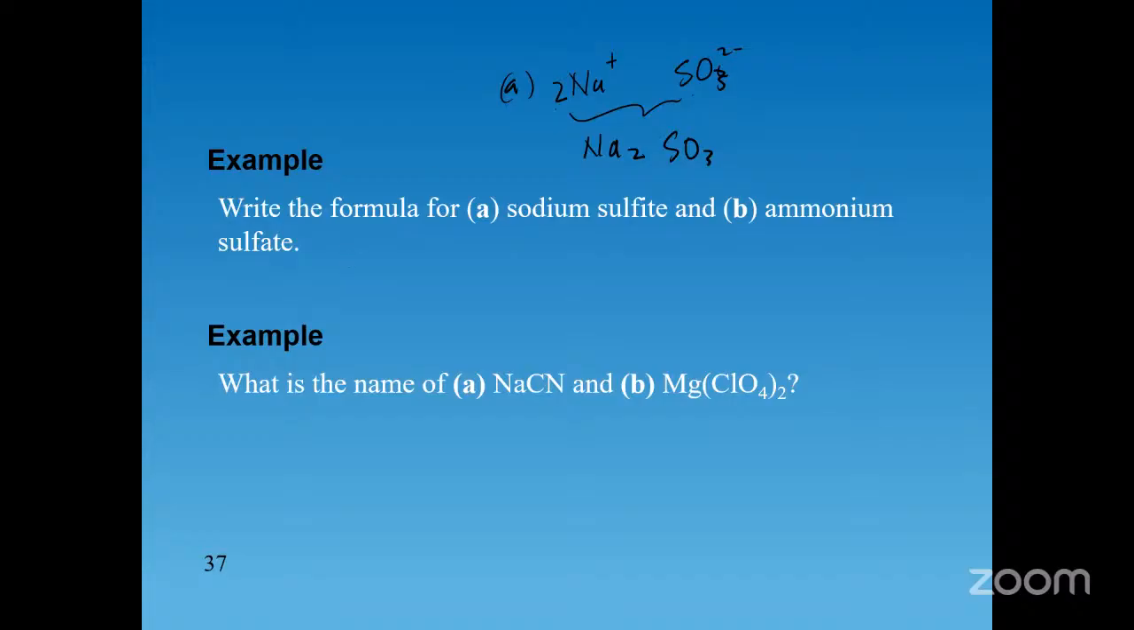All right? Now, in the case of B, you're given ammonium sulfate, and you're to write down the formula. So if you go to the table, you'll see that the formula for ammonium is NH4+, and the formula for the sulfate is SO4 2-. Now, in this particular case, you're going to need 2 of these.